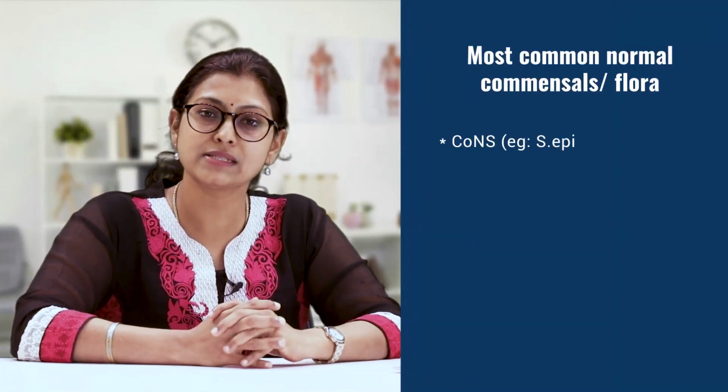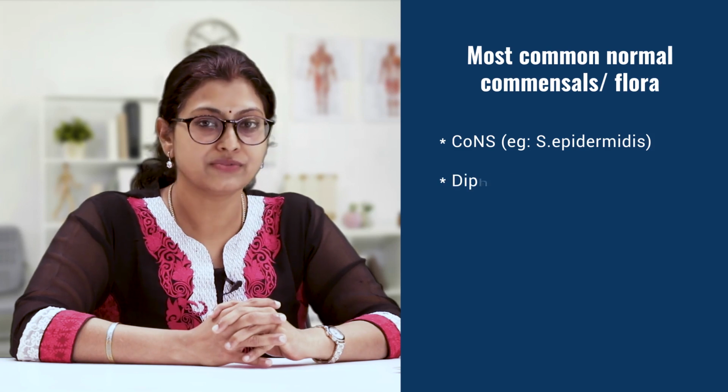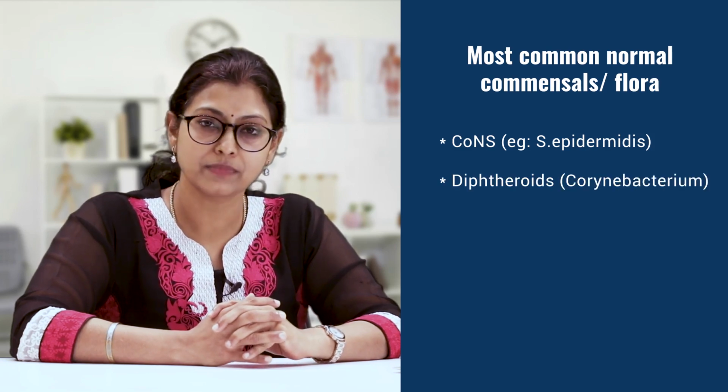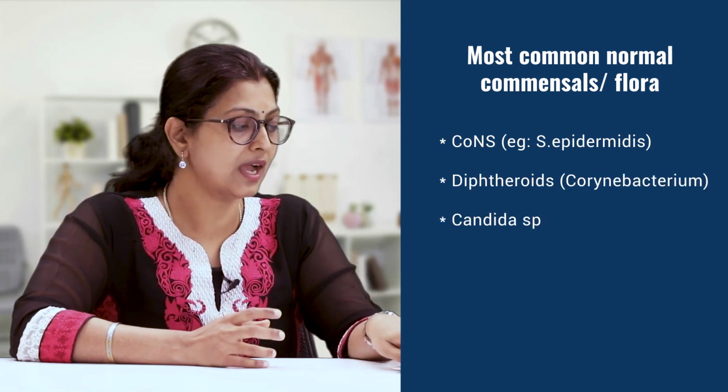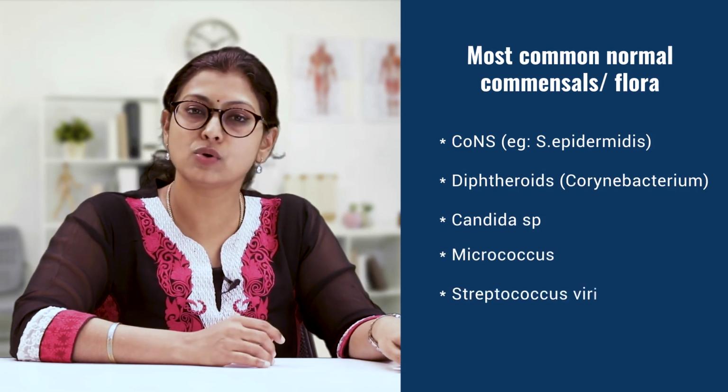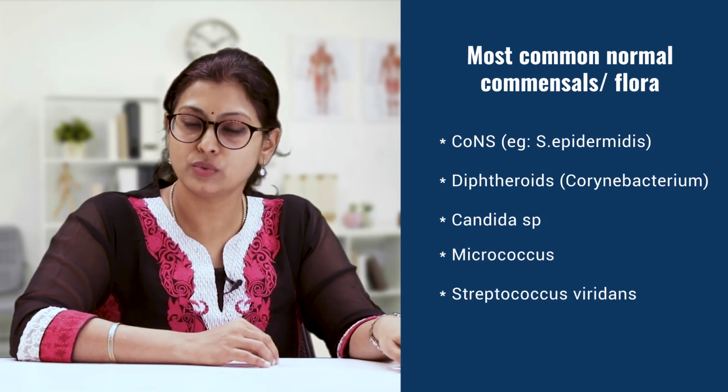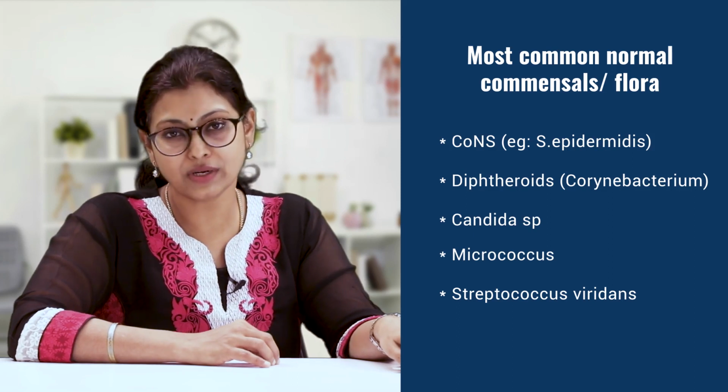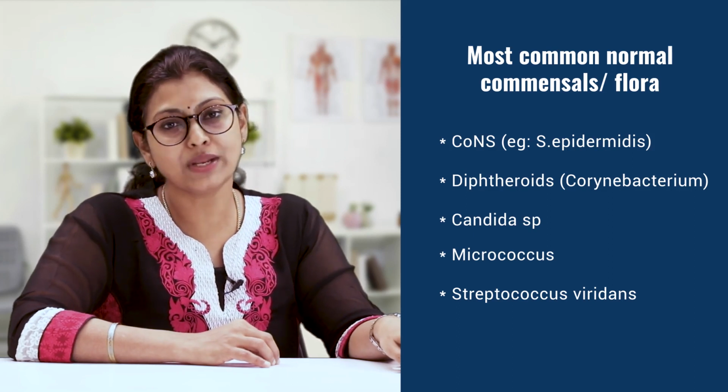So the most common normal commensals are coagulase-negative staphylococci, diphtheroids or the Corynebacterium, Candida, which is among the fungi, Micrococcus and Streptococcus viridans. Why do we need to know this? Whenever we isolate such organisms in culture, we have to be very sure about the pathogenicity, that is, which are the organisms we are going to treat.